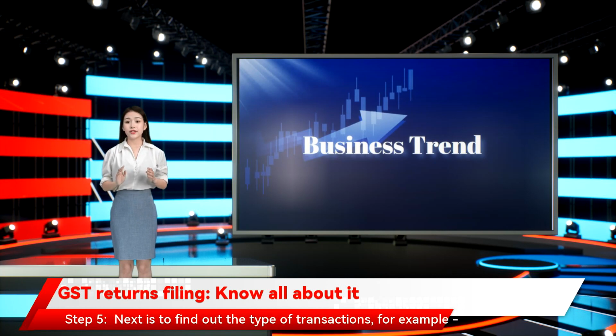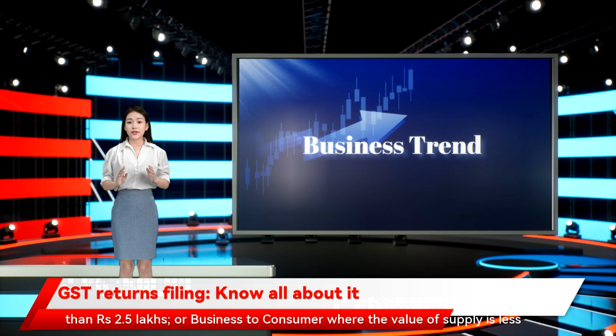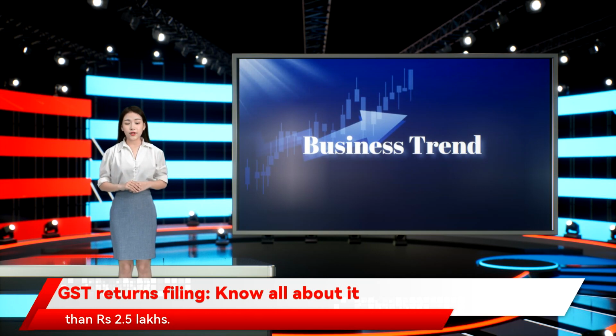Step 5. Next is to find out the type of transactions, for example, business to business, business to consumer where the value of supply is more than 2.5 lakh rupees, or business to consumer where the value of supply is less than 2.5 lakh rupees.